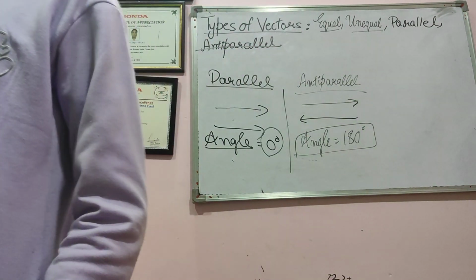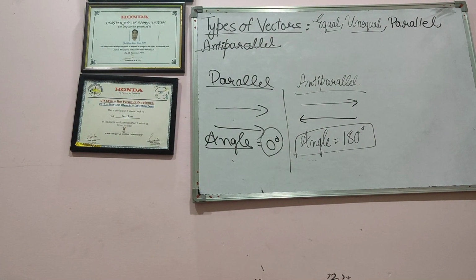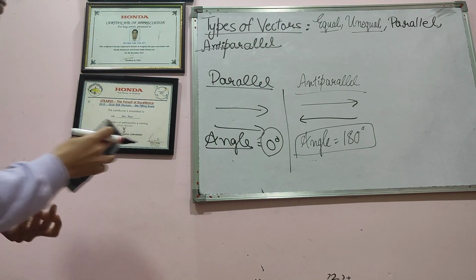So next pair. Next, we do not have a pair, so we'll do one by one. Next, we have collinear.